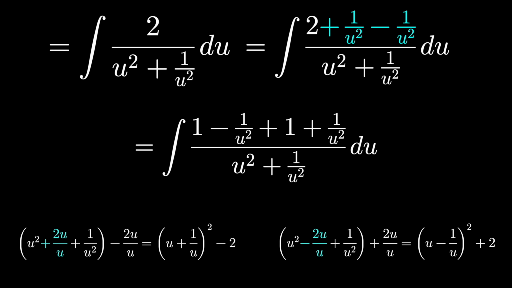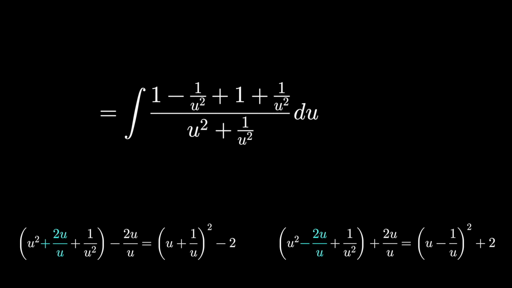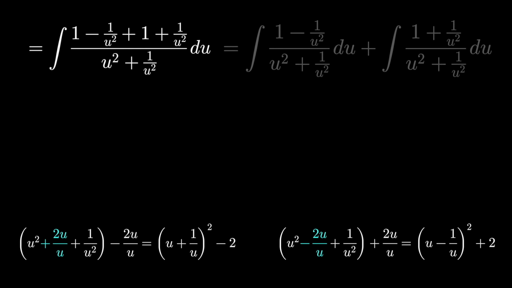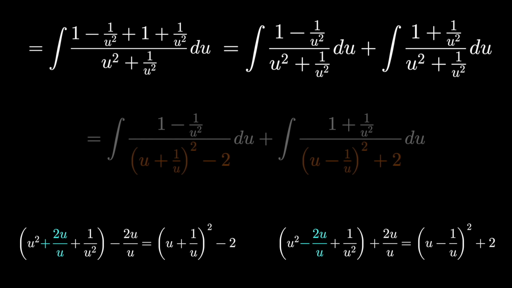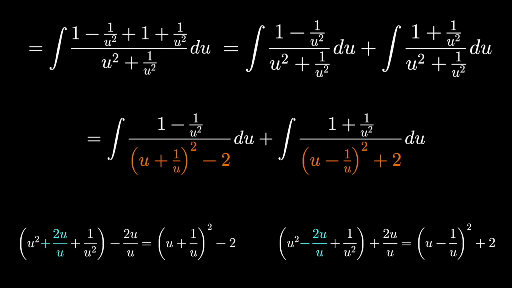All of this fancy algebraic footwork is so we can split up this integral into two different integrals. The first with the numerator 1 minus 1 over u squared, and the second with the numerator 1 plus 1 over u squared. The denominators are the same, but for the first integral, we'll use the representation for the denominator, which is u plus 1 over u all squared minus 2. And for the second denominator's representation, we'll use u minus 1 over u all squared plus 2.